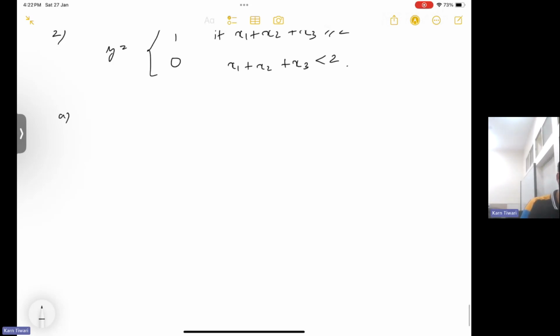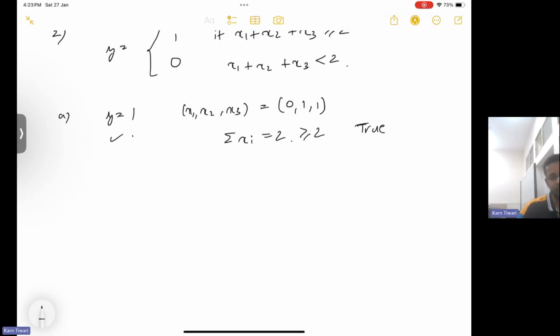Option A is given that y equals 1 and x1, x2, x3 is 0, 1, 1. If we do the summation of xi, which is 2, and which is greater than or equal to 2, this statement is true. So this option is correct, because y should be 1 in this case, since x1 plus x2 plus x3 is 2, which is greater than or equal to 2. So it's the correct option.